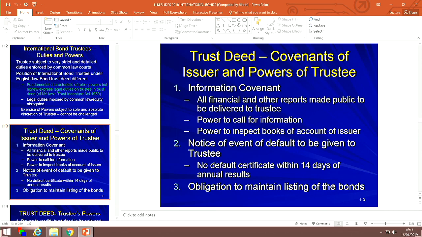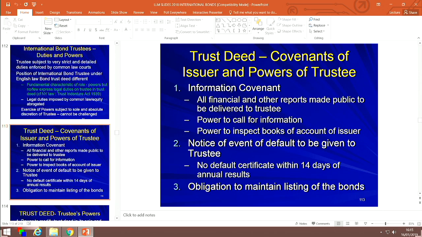That's a very, very important power because it enables a trustee, if it wants, to go check what the heck is going on with the issuer. Secondly, if there is a default, the issuer comes under an immediate obligation to give notice of an event of default to the trustee. Failure creates another default, as you know from syndicated loans.